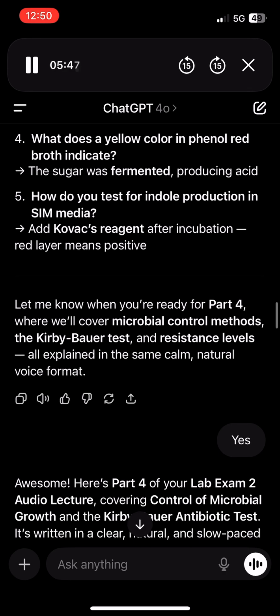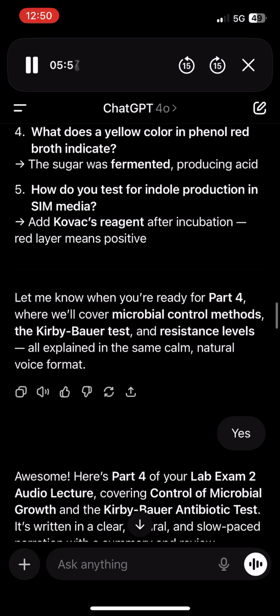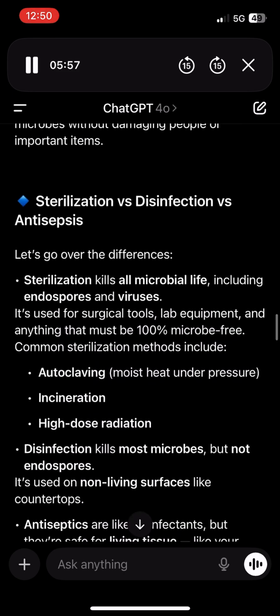A red layer means positive. Let me know when you're ready for part 4, where we'll cover microbial control methods, the Kirby-Bauer test, and resistance levels, all explained in the same calm, natural voice format.